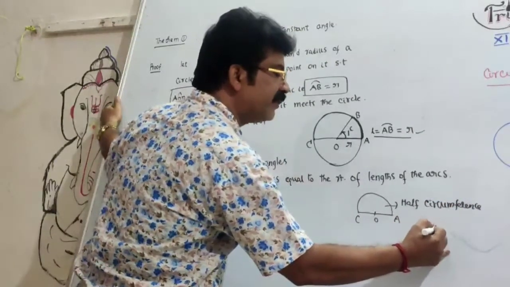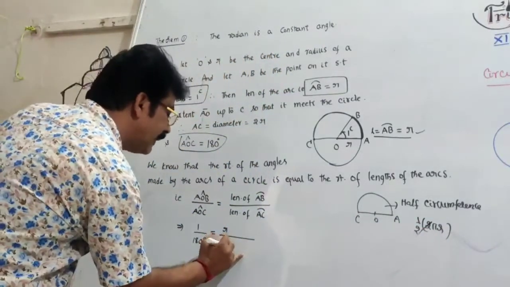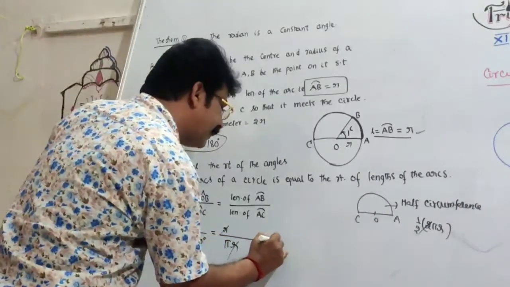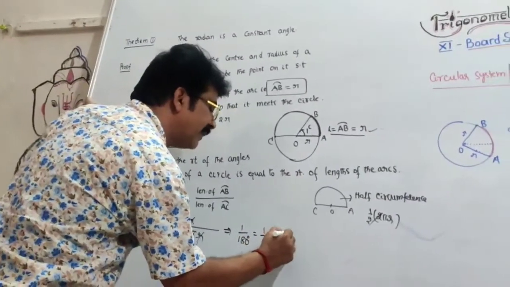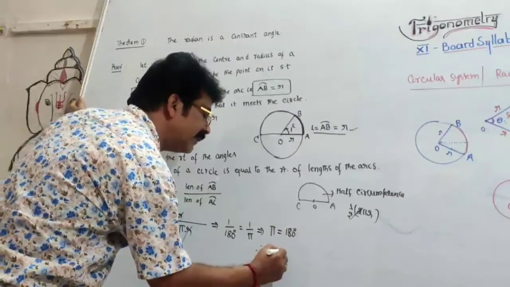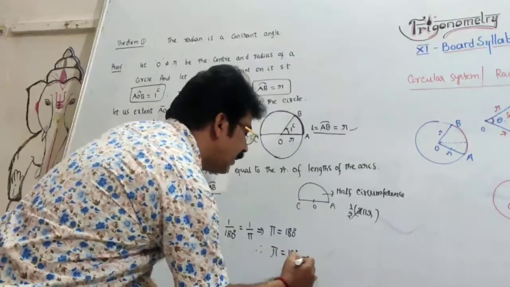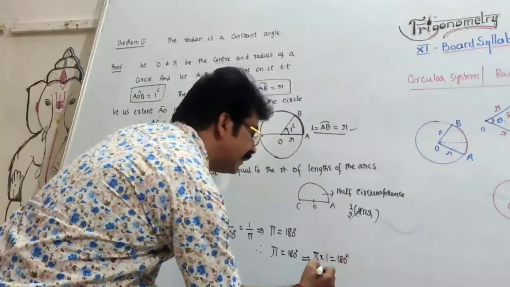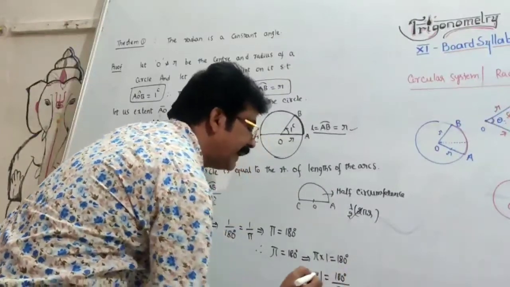Actually, the total circumference is 2 pi r. Half means like that, so 2 cancels. It remains only pi r. Okay, r cancels. So that implies 1 by 180 degrees is equal to 1 by pi. So that implies pi is equal to 180 degrees. Therefore, pi is equal to 180 degrees. So actually here pi into 1 equals 180 degrees. So that implies 1 equals 180 degrees by pi.